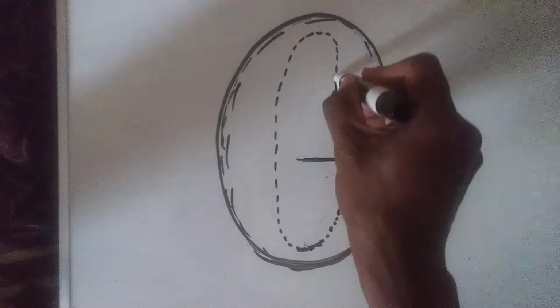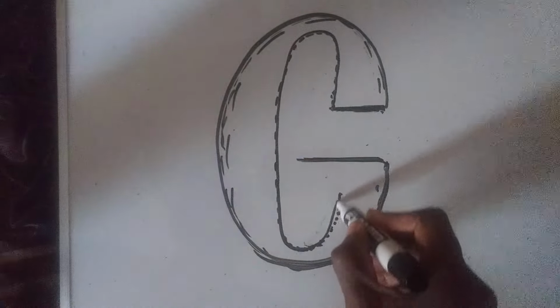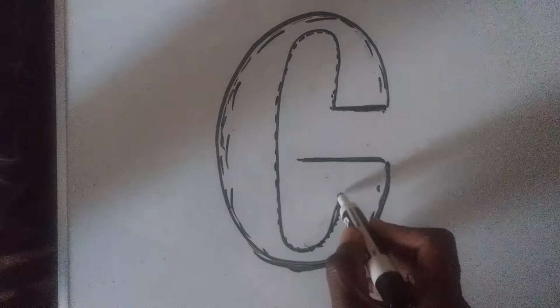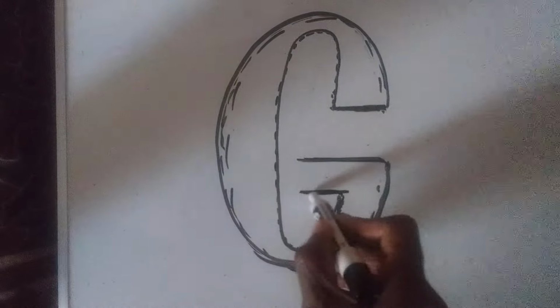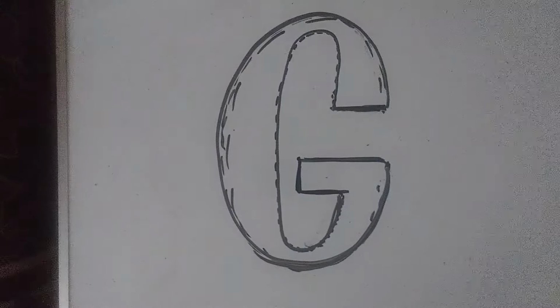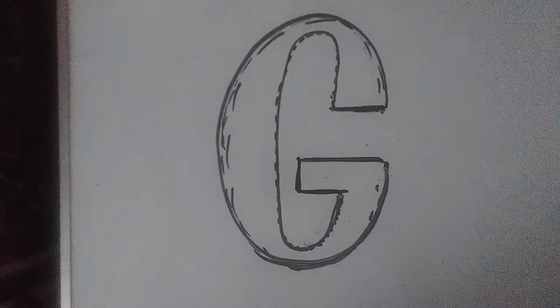Right. Let me go ahead and make this line solid. Let me go horizontal here and vertical there. That was easy. That's your capital letter G.